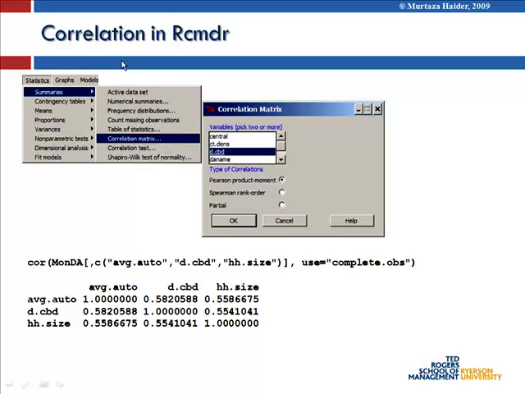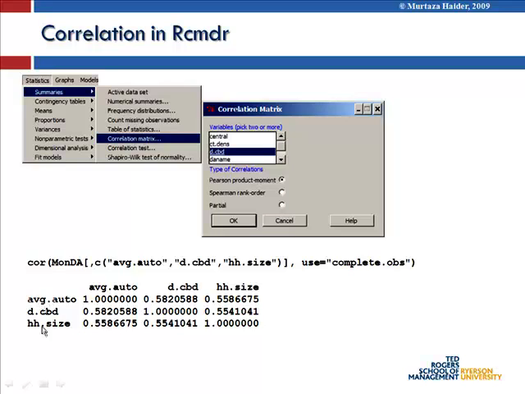So once again, in R Commander, you click on Statistics, then on Summaries, then on Correlation Matrix. Select the two variables or more. You do not have to have just two variables. You can select as many variables as you want, and then R Commander would compute a matrix where the matrix would be symmetrical. It's a square matrix.